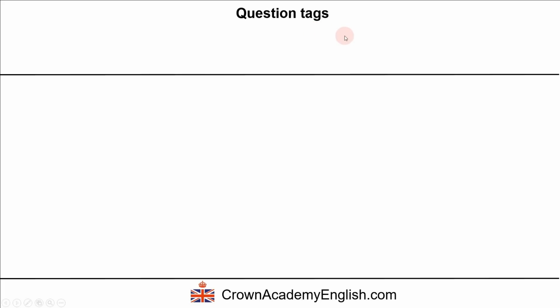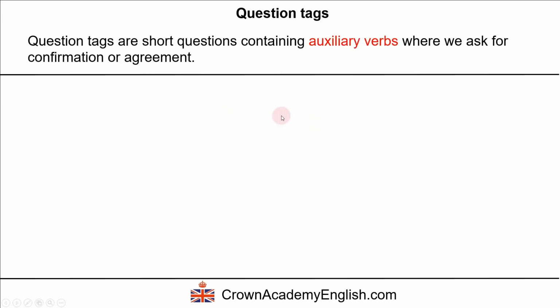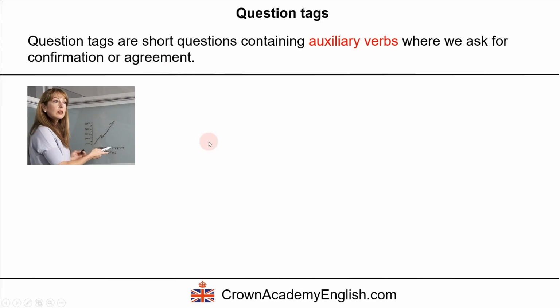Question tags. This is the same. I have a separate video on this, but let me give you a very short explanation. Question tags are short questions containing auxiliary verbs where we ask for confirmation or agreement. She's a good teacher, isn't she? So these two words at the end form the question tag. This is a short question.